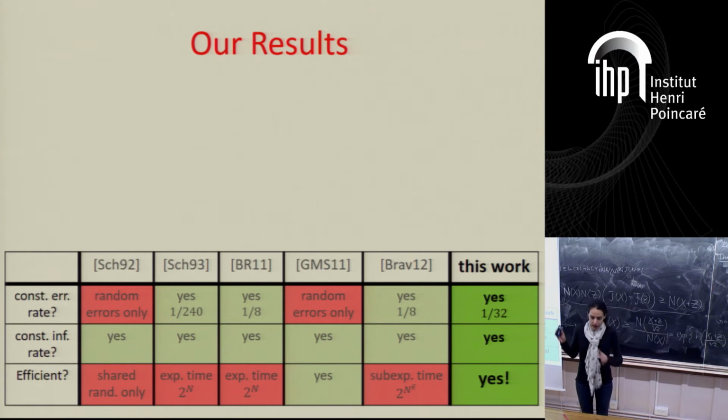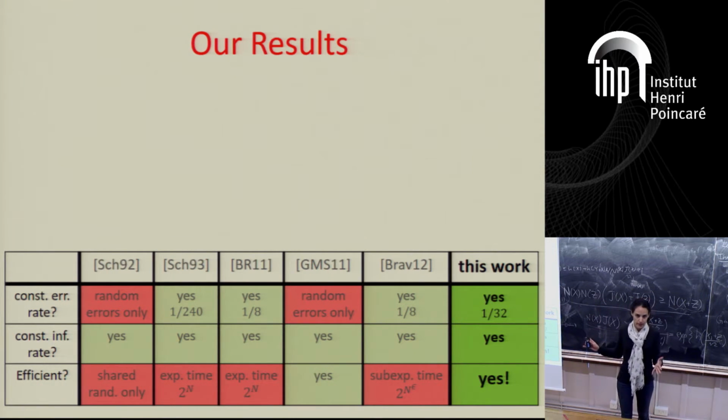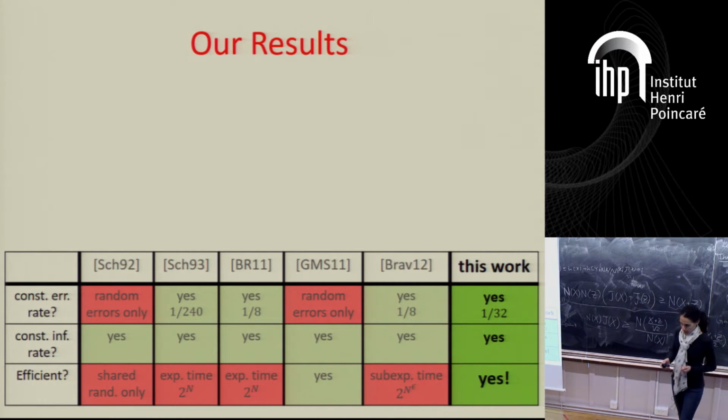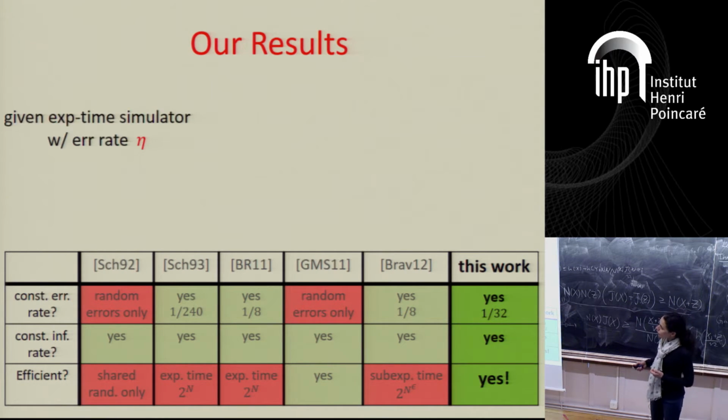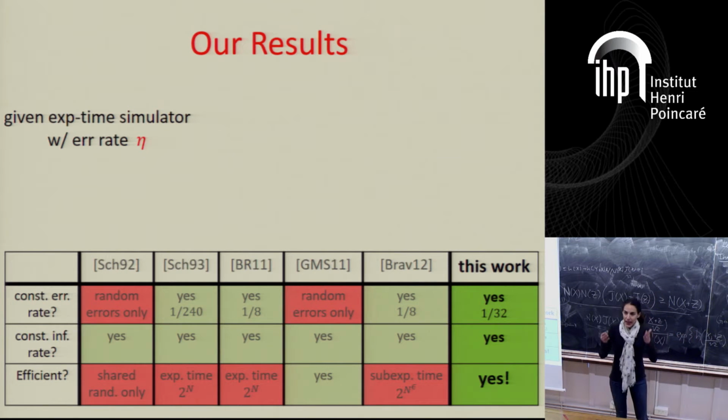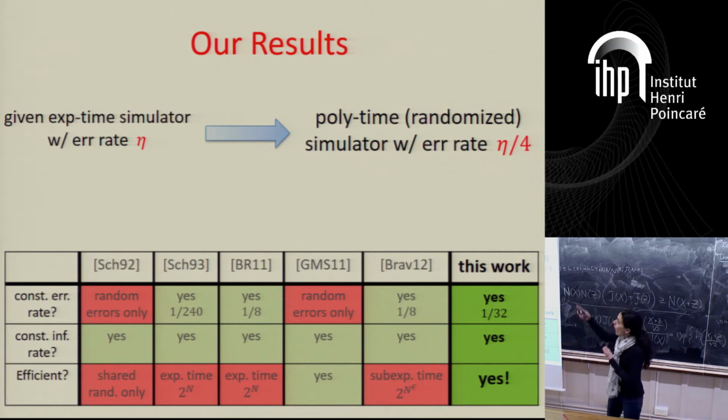Okay, so what I'm going to show you today is how to gain efficiency. Despite the fact that we don't have efficient tree codes, we're going to show how to get efficient interactive coding schemes. And more generally, the way we do it is we give a general compiler. Give me any interactive coding scheme that's inefficient, that has a blow up of 2^n in the runtime, and I'm going to convert it into a polynomial-time error correcting scheme.